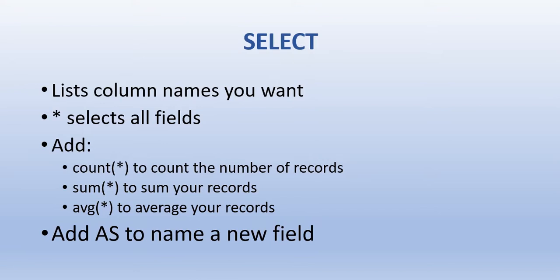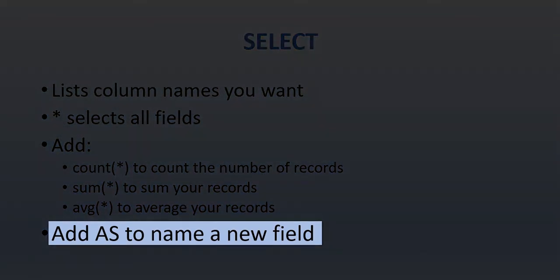And you can also add additions to the end of your select line that we'll go over. You can add the count, shift 9, asterisk, shift 0, and that counts the number of records that you have. You can add sum, and that will sum your records, and then you can have average, and that would average your records. And when you do that, you also add as, to name a new field.